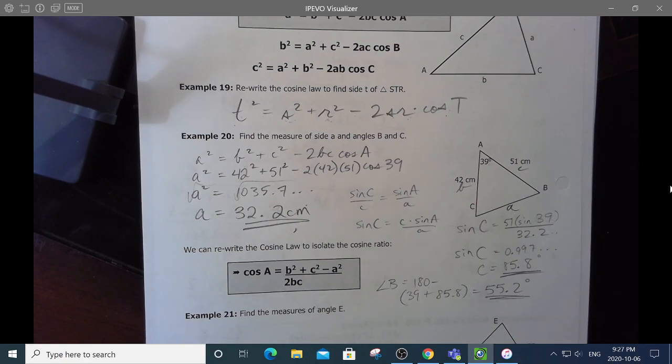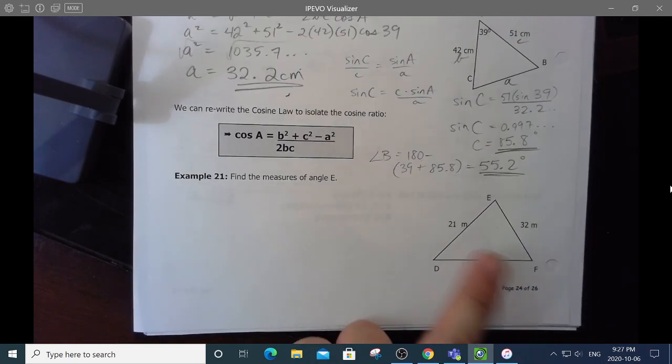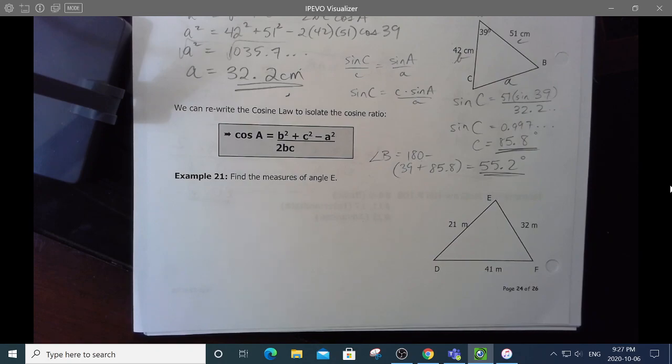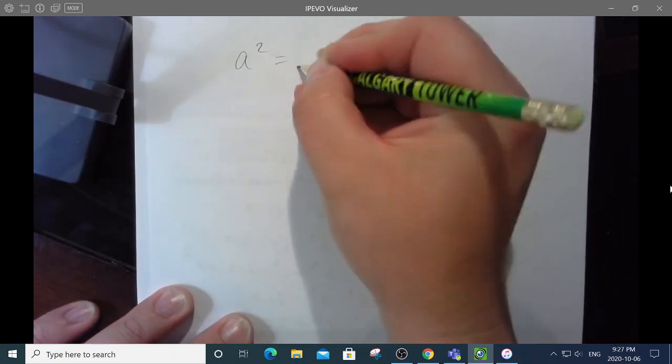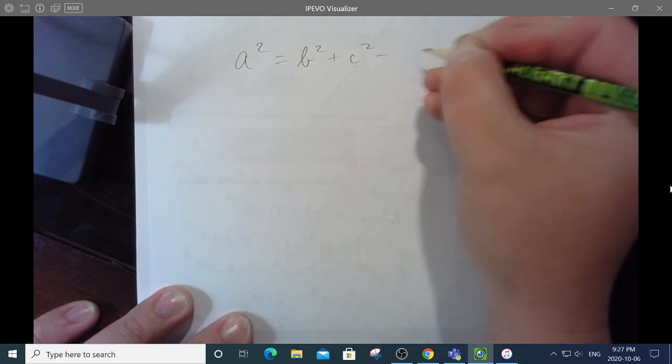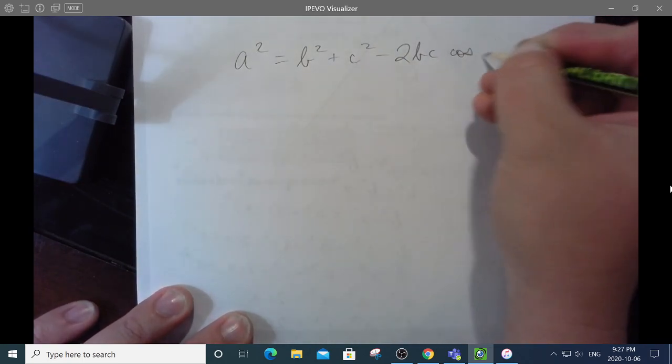Now, can cosine law be used to find angles? As a matter of fact, yes. Cosine law can be used to find angles when, again, sine law doesn't work. Like, what if I just gave you all three sides? So, go back to the place where we just did our beautiful derivation there, and let's look at this formula. Let's rewrite it. A squared is equal to b squared plus c squared minus 2bc cosine of angle A.